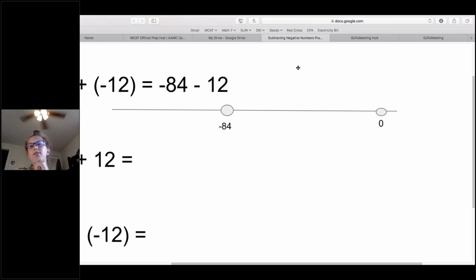If I owe you $84 and then I owe you another $12, is my debt to you getting more negative or more positive? So I would owe you more money. Negative 84 minus 12. That's negative 72. 84 minus 12 is 72. Yes, you're right on.